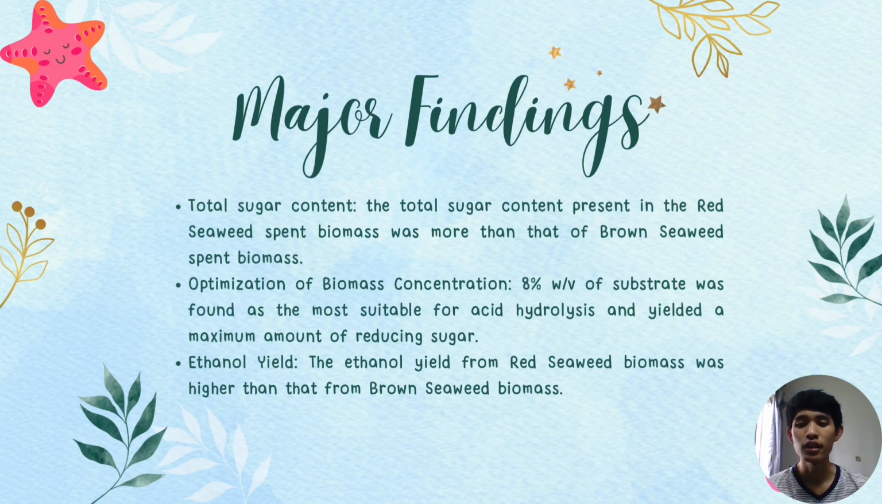extraction. Next, it was found out that 8% weight over volume ratio of substrate was the most suitable for acid hydrolysis. Among the different concentrations of sulfuric acid used for spent biomass hydrolysis, low biomass weight and volume ratio show the maximum amount of reducing sugar yield. Last but not least, the ethanol yield from red seaweed biomass was higher than that of brown seaweed biomass because red seaweed contain more simple sugars.